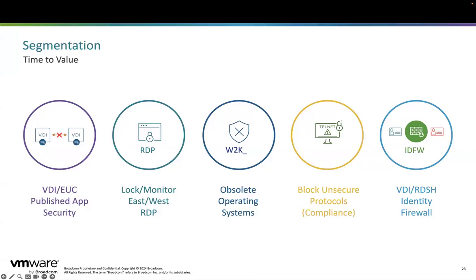Blocking unsecure protocols. We mentioned RDP a moment ago, but there's others like SSH and SMB v1, a very old, very vulnerable protocol, probably not used much anymore, but probably still open and free in the environment. And then protecting other things, the network services like DNS and Active Directory. Very predictable things, very high value targets for attackers, but very easy to protect. So the time to value is very short.